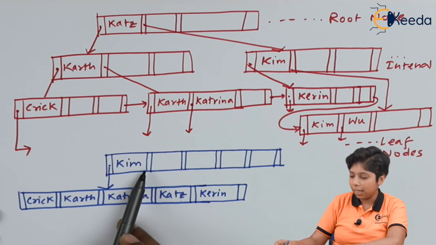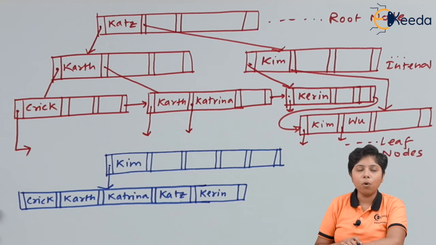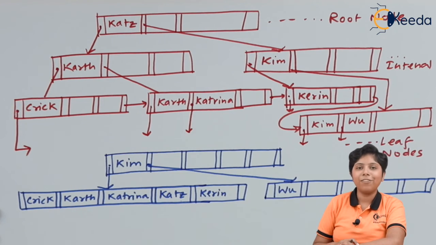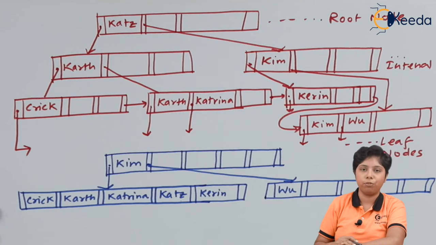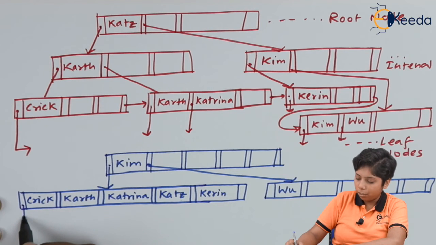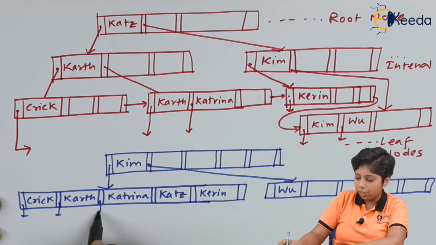And from this Kim, we can have Wu as its right node. So now we can accommodate all of this with these 3 nodes instead of 1, 2, 3, 4, 5, 6, 7 nodes. See, if we increase the number of pointers in a node, then we can have fewer levels or a lesser number of nodes. Now everyone will point to their values in the file.